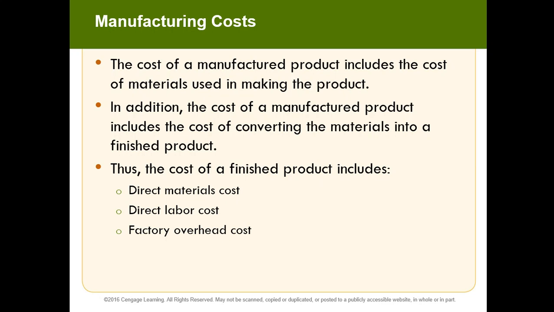The three main pieces of manufacturing costs, and again, you want to memorize these three things. Manufacturing costs are made up of direct materials, direct labor, and overhead. All right, again, those three manufacturing costs: direct materials, direct labor, and overhead. You want to memorize those three things, and you want to know that those three things are manufacturing costs.